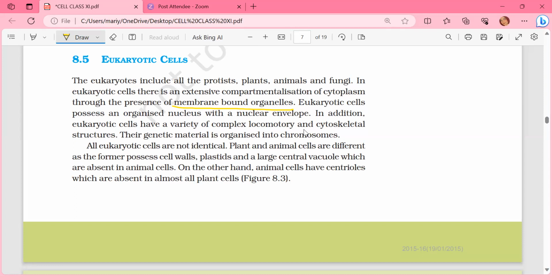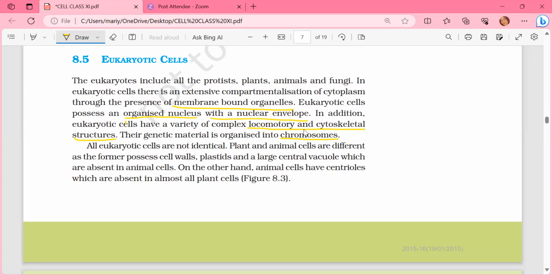Now, the eukaryotic cells possess an organized nucleus with a nuclear envelope. Apart from that, they have a complex locomotory and cytoskeletal structure present. Their genetic material is organized into chromosomes. And these chromosomes are the carrier of what? The genetic material. And what is the genetic material? It is the DNA.